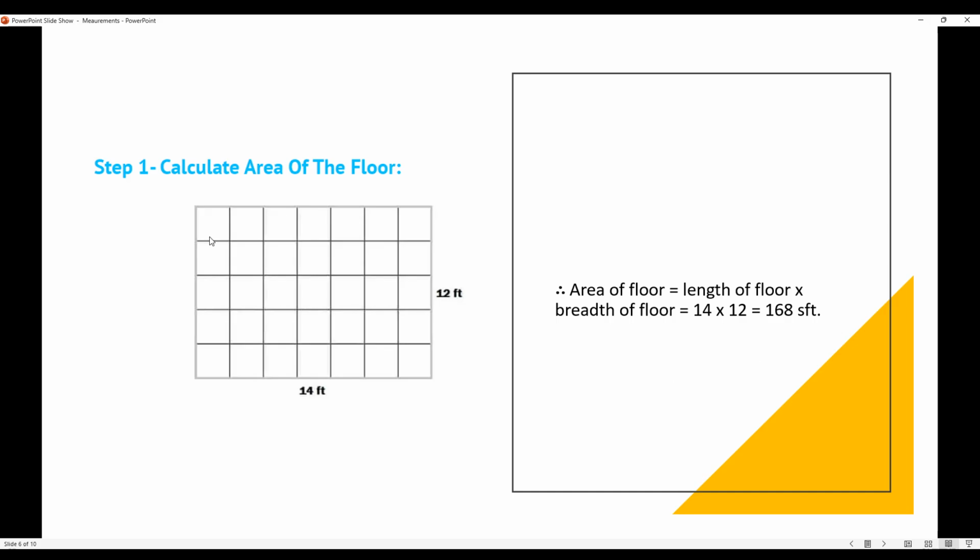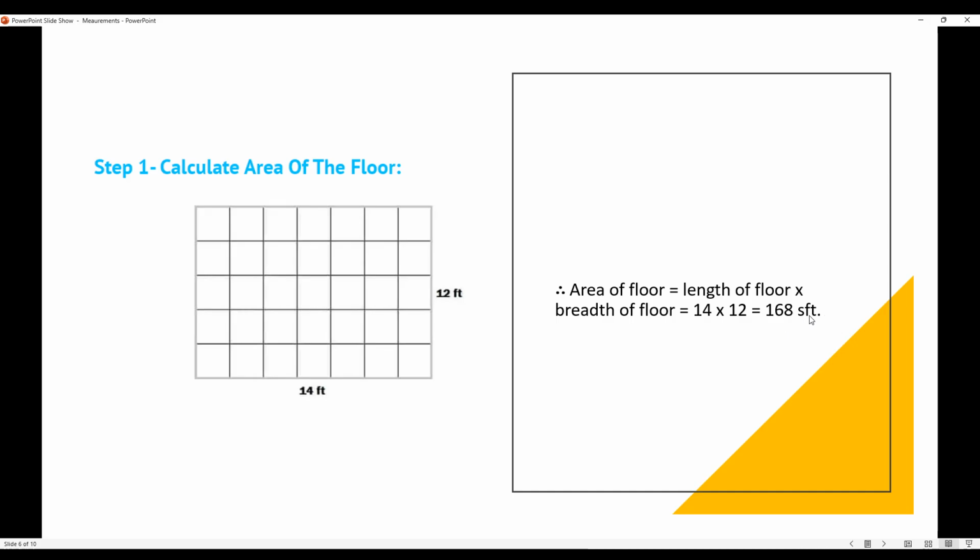If we have a room of this size, 14 feet width and a length of 12 feet, then how much is the area of that room? In order for us to calculate the area of the floor, we multiply the length by the width of the floor or the breadth of the floor. So 14 times 12, that equals 168 square foot.